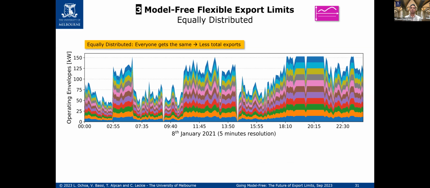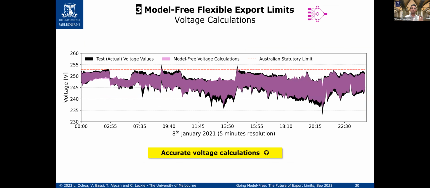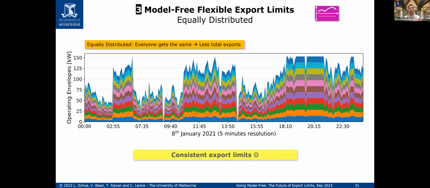So for instance, let me go back. We can see here around 3 a.m., noon, and late afternoon, we see high voltage headroom, so we can observe high flexible export limits. Whereas for those 2 points in which we were already exceeding the voltage limit, we can see that customers are not allowed to export. This is around 9:10 and around 2:30 in the afternoon. In those 2 particular points, our flexible export limits are 0 for everyone because we were already exceeding the voltage statutory limit.